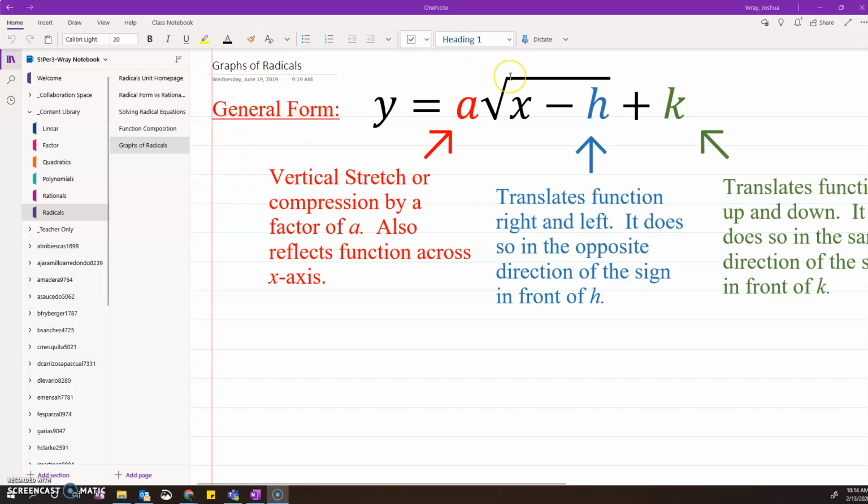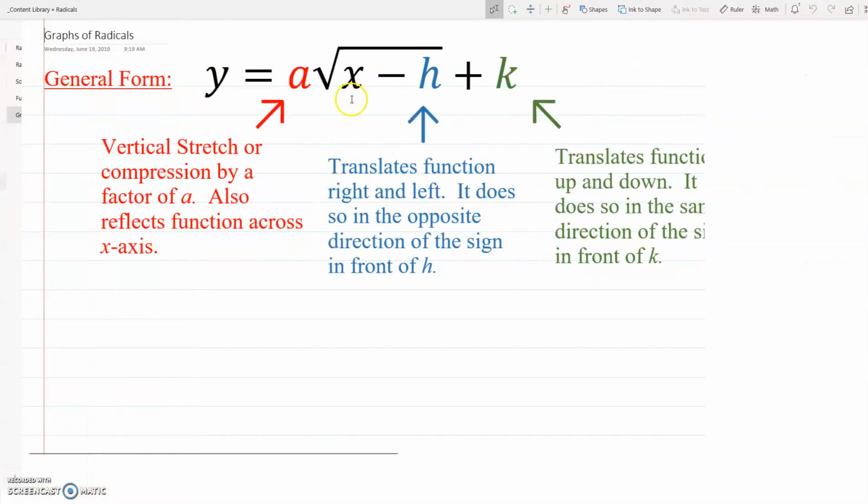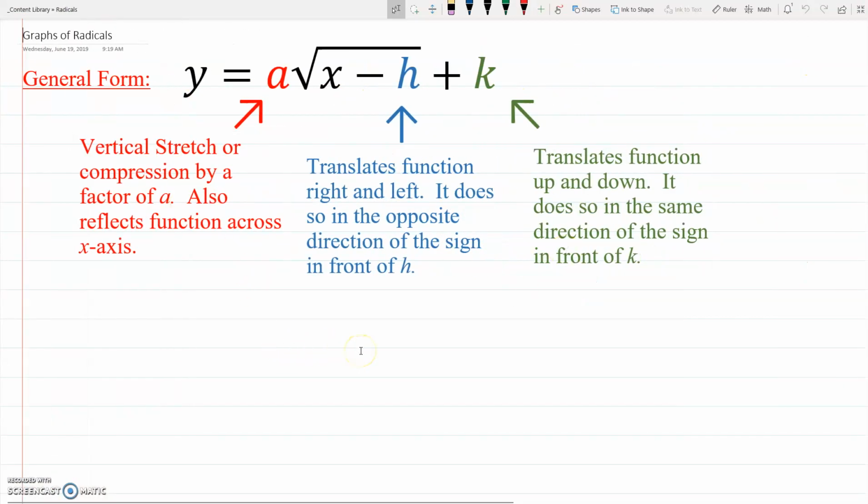Today we're going to do graphs of radicals. This is going to be a quick, short lesson. Most of it I want to show you on Desmos. In fact, this is the only screen I need you to look at right now. I'm not going to write anything on here, but this is information that could be useful to you.